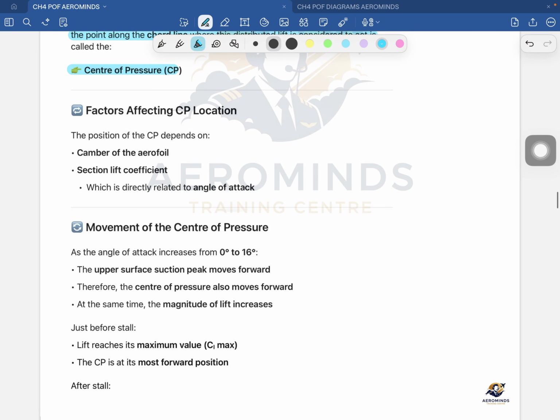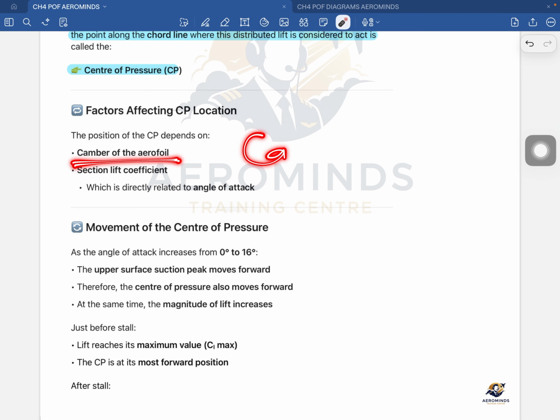Now we'll see the factors which are affecting the CP location. Basically the position of the center of pressure depends upon the camber of the aerofoil, which is the difference between the camber line and the chord line. Camber basically means how curved the aerofoil is. More camber changes how pressure is distributed over the surface, and that changes where the resultant lift will be acting. Then it also depends upon the section lift coefficient.